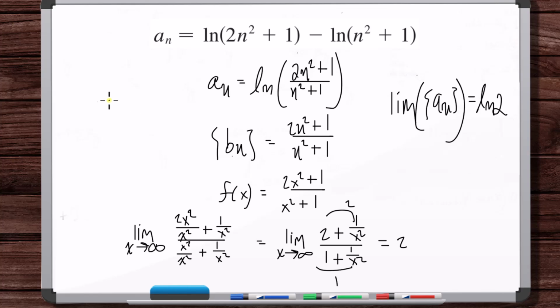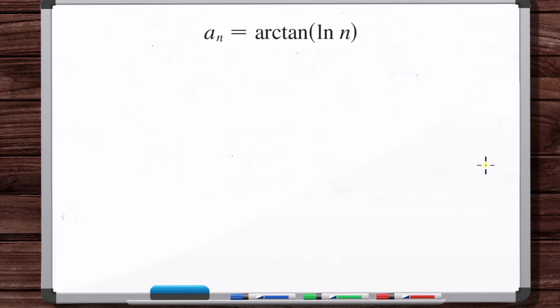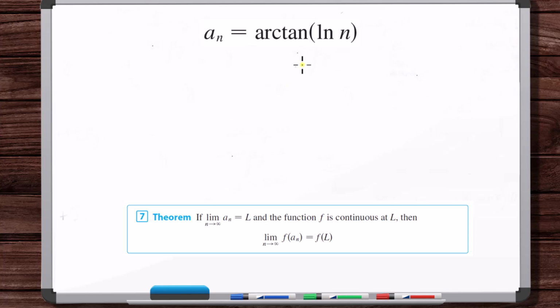You know, even if you have the limit as x approaches whatever of the natural log of some function of x, with limit properties, you can say this is the natural log of the limit as x approaches infinity of f of x. Limits are nice that way. Limits are really flexible in this way. Okay, so let's try and use this theorem. So let's take this as its own. We'll call this C of n.